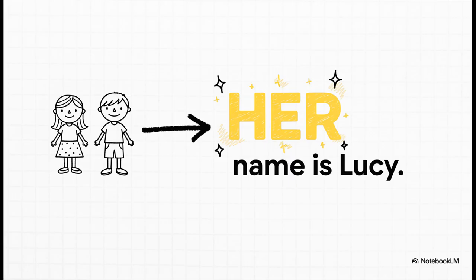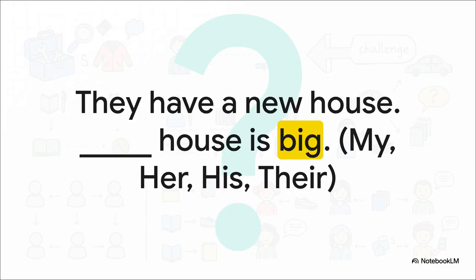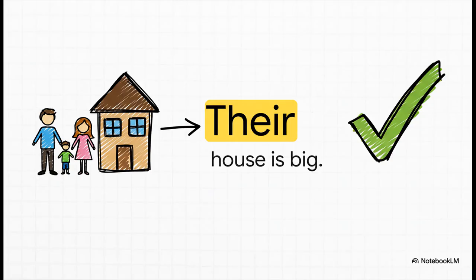Awesome. Let's try another one. Okay, next up. This time, the owners are they. They have a new house. Blank house is big. So whose house is it? Exactly right. Their house, because they matches with their. See? You're totally getting the hang of this.